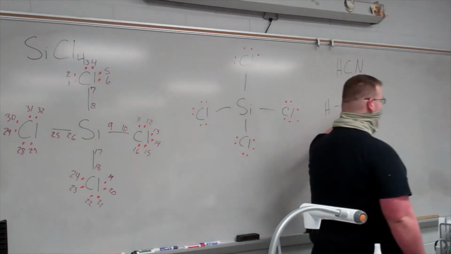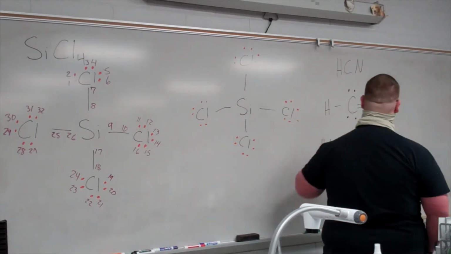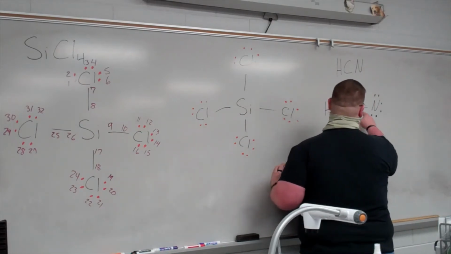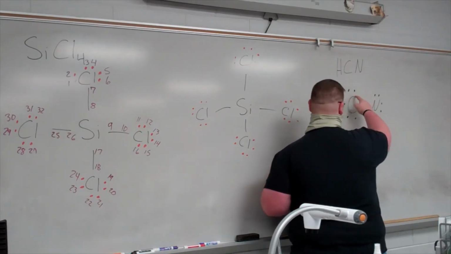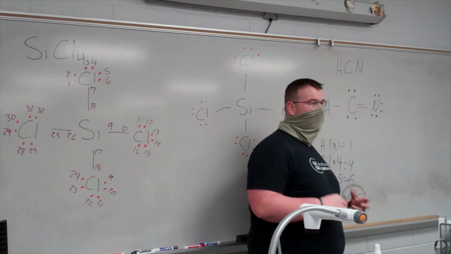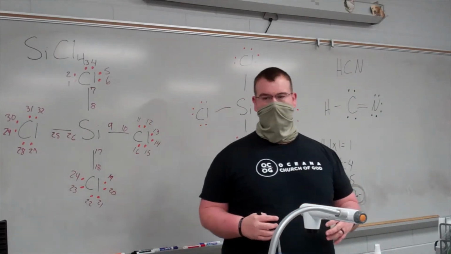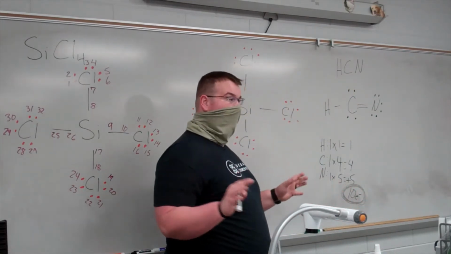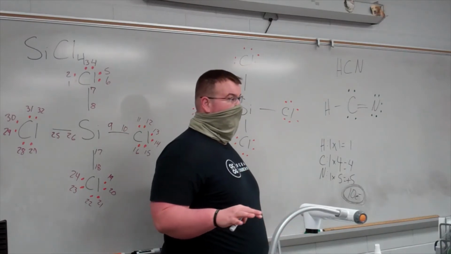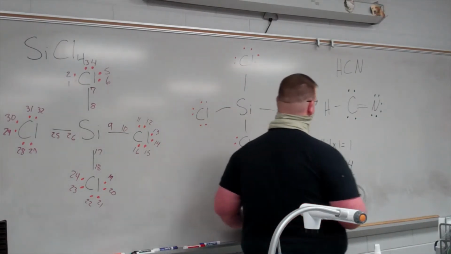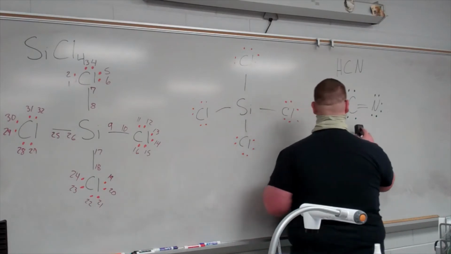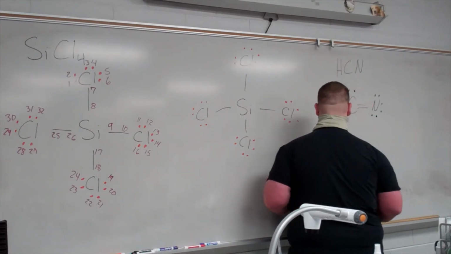Look at carbon. How many electrons am I showing for carbon? 10. 1, 2, 3, 4, 5, 6, 7, 8, 9, 10. How many can carbon show? Only 8. Carbon is not a rule breaker. So in that case, we have to erase 2 electrons. I'm going to erase the bottom ones.